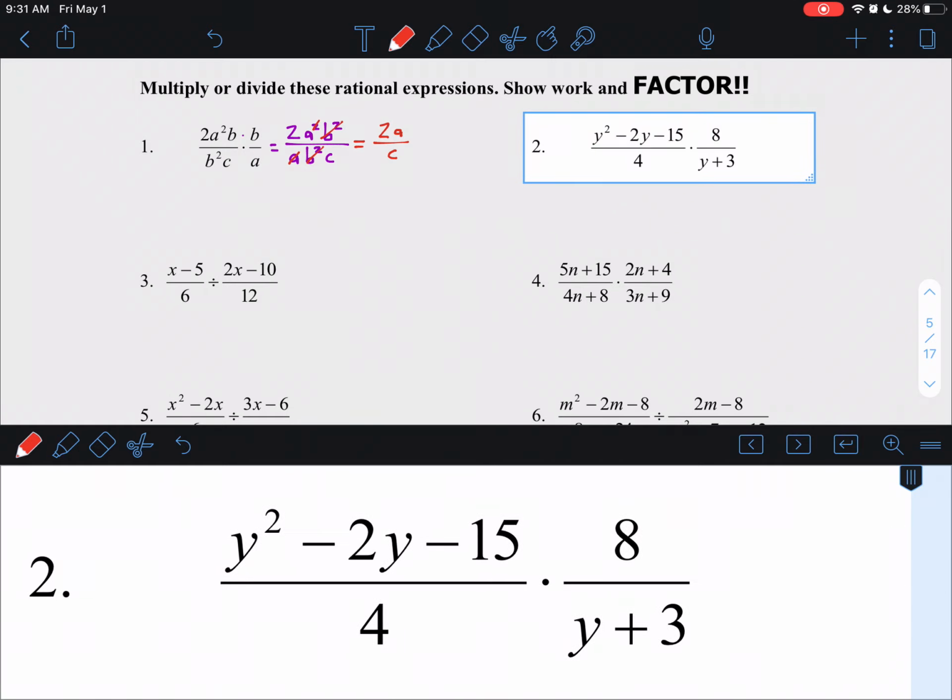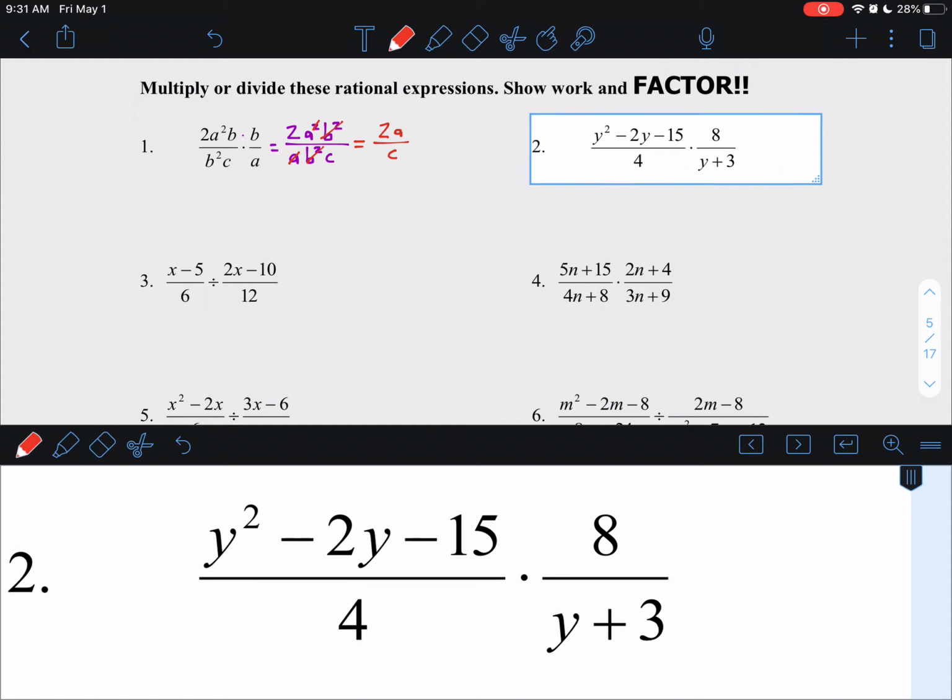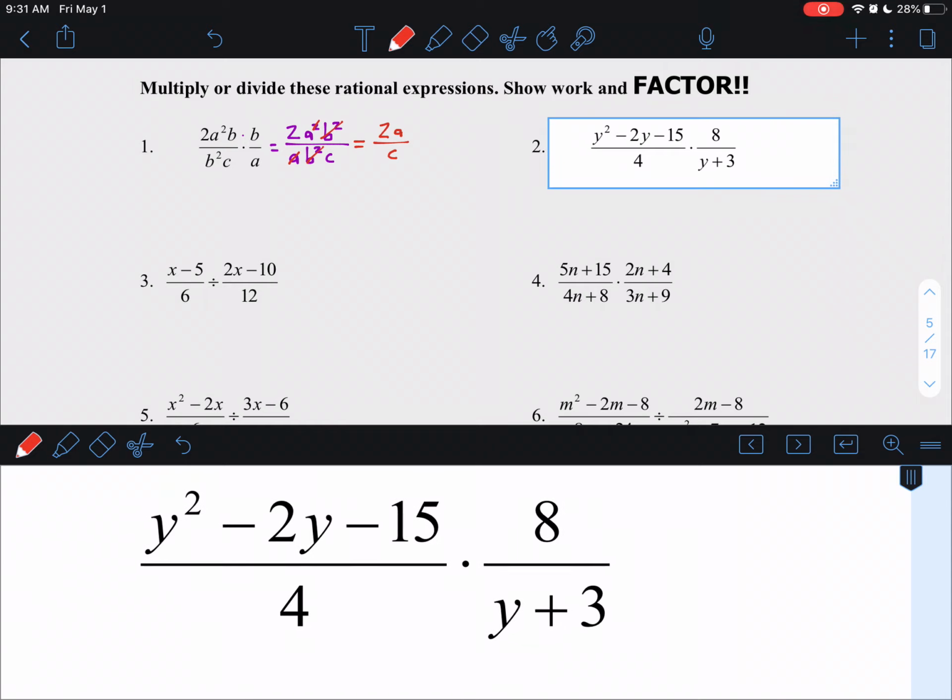And then let's look at number 2 here. So number 2, I have y squared minus 2y minus 15 over 4 times 8 over y plus 3. And I'm supposed to multiply straight across, which means I'm going to be multiplying y squared minus 2y minus 15 times 8.